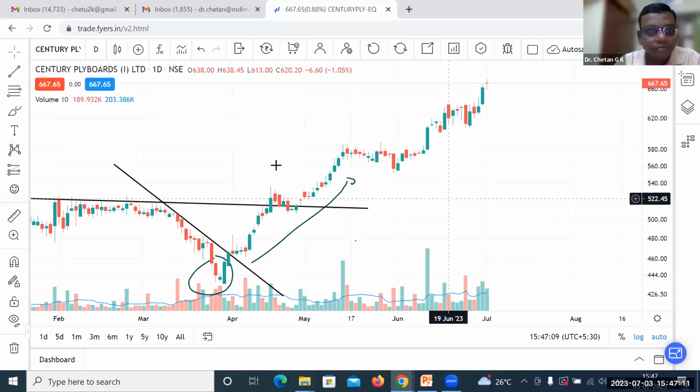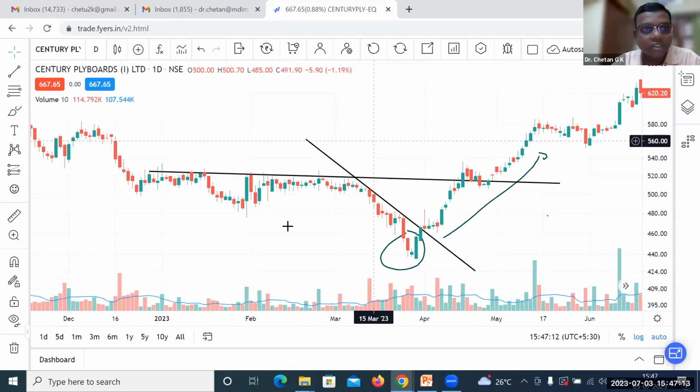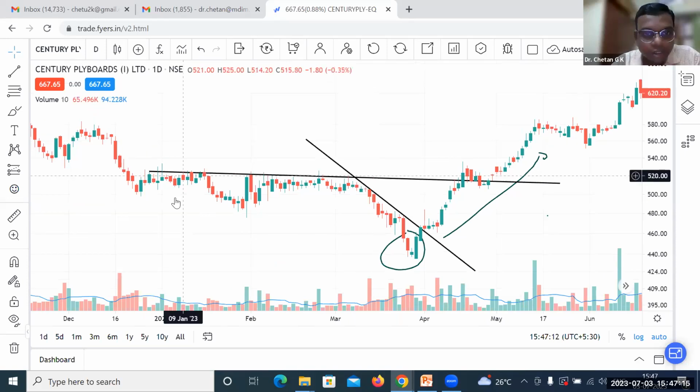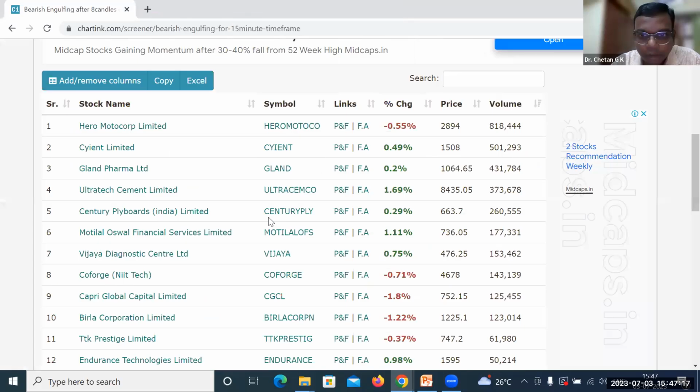So this is all about Century Plyboards. So let me go to the next one. Ultratech we have seen. So next is Motilal Oswal.